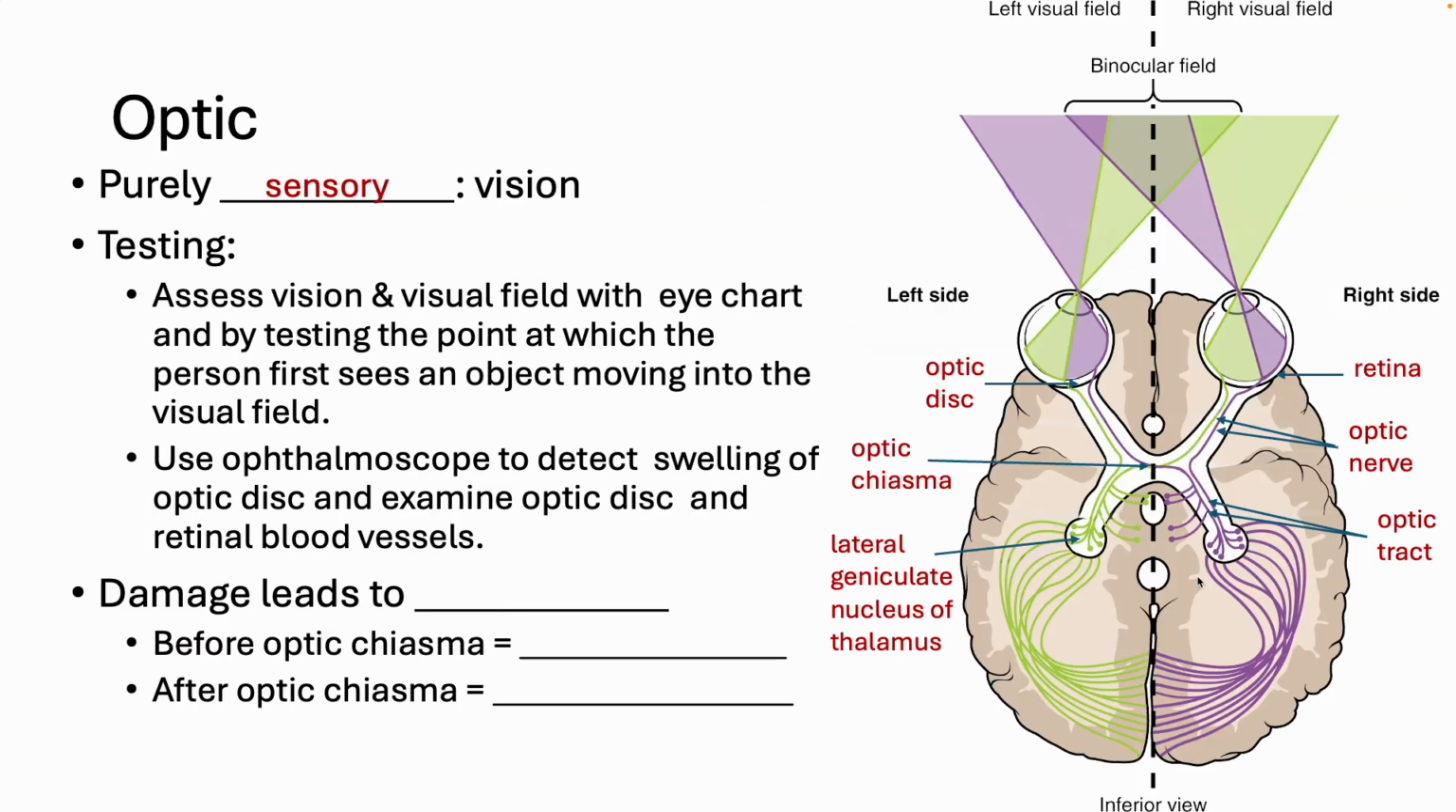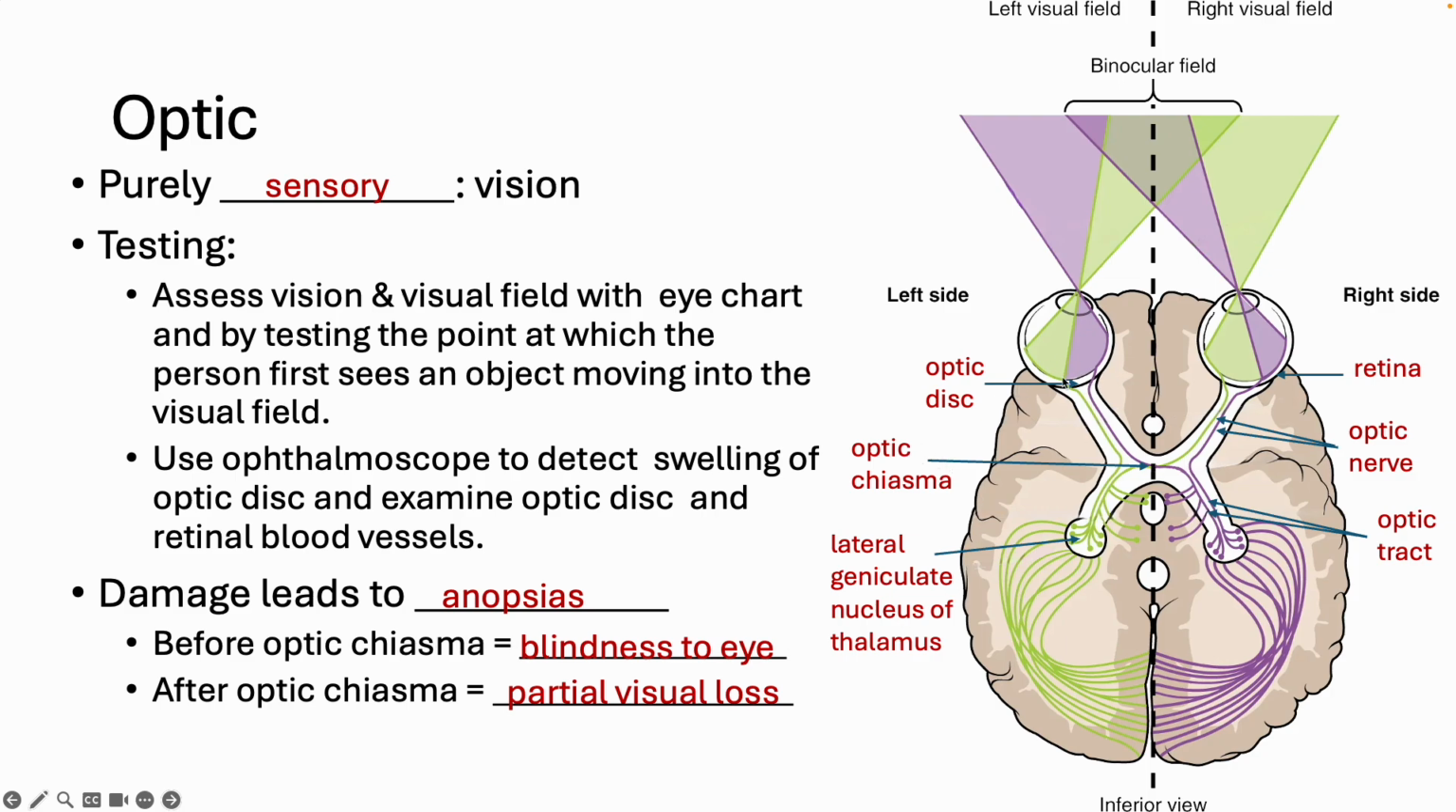The optic is purely sensory as well. Testing, you can assess the visual field and vision with an eye chart. And then you can use an ophthalmoscope to detect swelling of the optic disc. Damage is going to lead to anopsias. Before the optic chiasma, you have blindness to the eye, and after the optic chiasma, you have partial vision loss. So it all matters where it is going to be damaged.